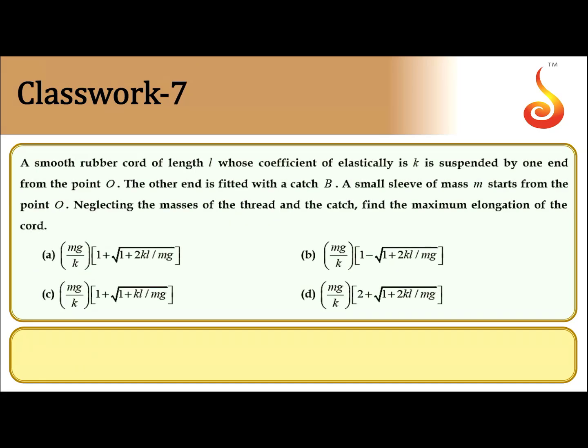Example 7. A smooth rubber cord of length L whose coefficient of elasticity is K is suspended by one end from point O. The other end is fitted with a catch B. A small sleeve of mass M starts from point O. Neglecting the masses of the thread and the catch, find the maximum elongation of the cord. Okay, so let's show the construction here.